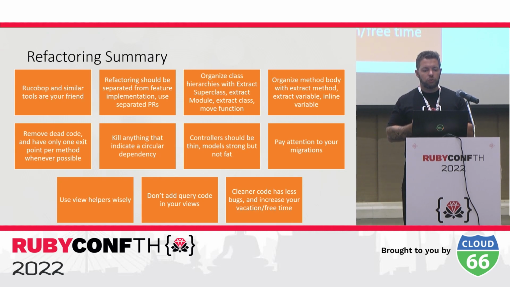To organize class hierarchies, use extract superclass, extract module, extract class, and move function. To organize method bodies, extract method, extract variable, inline variable. Remove dead code, simply delete it. RuboCop complains a lot about it. Kill anything that indicates a circular dependency. Circular dependencies will crash your application sometimes when you need to upgrade something.